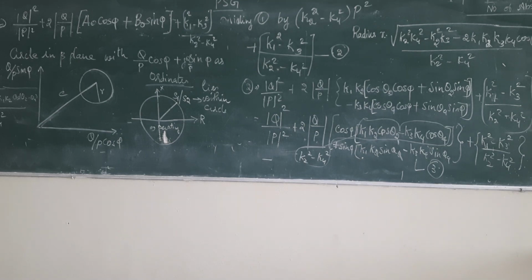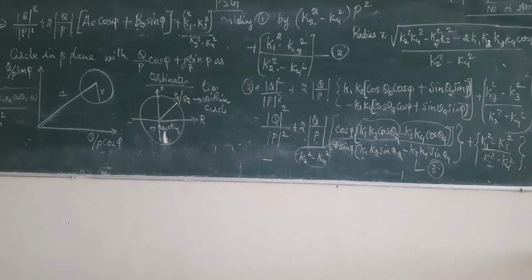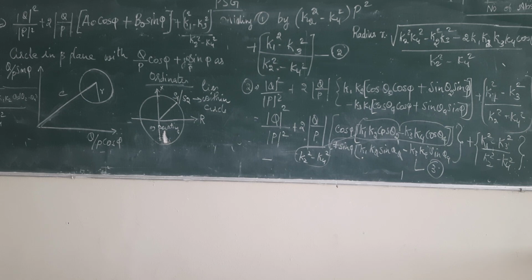So S1 on the left hand side and S2 on the right hand side are equated, and we have simplified all the constants by dividing that equation by K2 squared minus K4 squared by P squared. When deriving, finally we had cos of theta 2 minus phi and sin of theta 2 minus phi. I am going to apply the principle cos A cos B plus sin A sin B, substituting those values and equating the constants A0, B0 and C0. Finally we have arrived at the third equation of your derivation: Q squared by P squared plus 2Q by P times A0 cos phi plus B0 sin phi plus K1 squared minus K3 squared by K2 squared minus K4 squared. So finally what do you conclude? This represents a circle in the beta plane with Q by P cos phi as the x-axis and jQ by P sin phi along the y-axis.